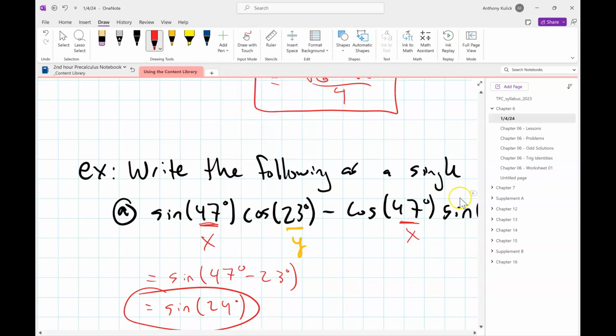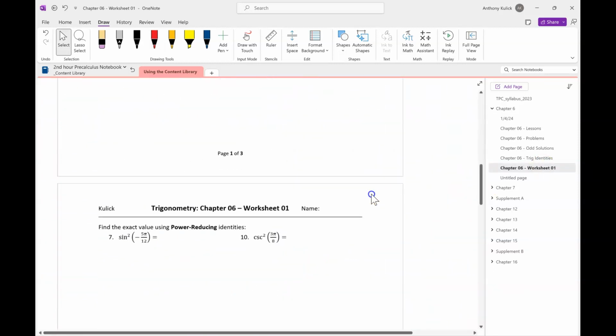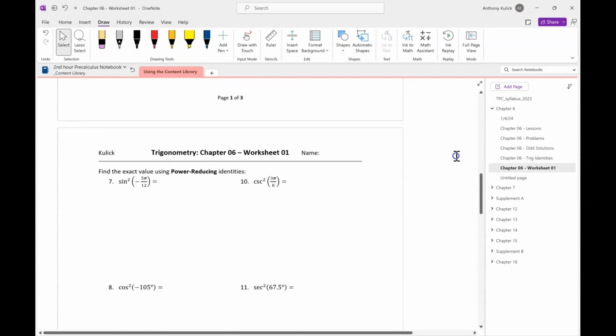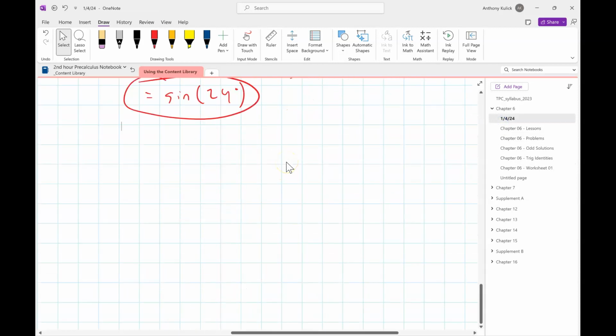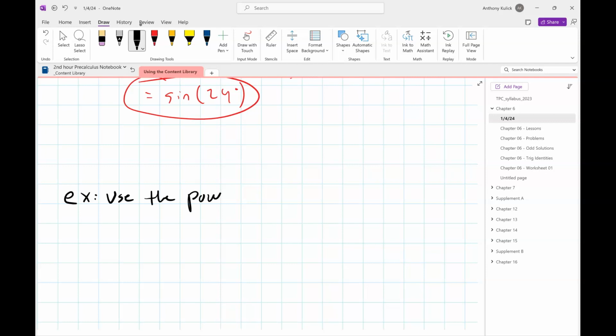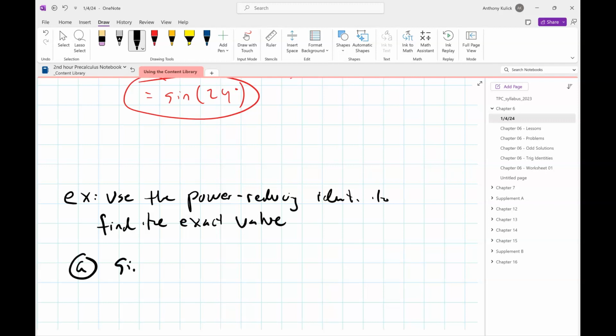Okay. Let's see. That looks good. Okay. So maybe we do the same kind of thing here and we ask, use the power reducing identities to find the exact value of something, and maybe we give you like sine squared of 3 pi over 8.